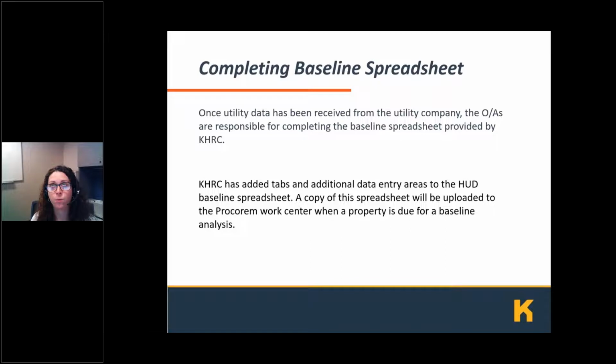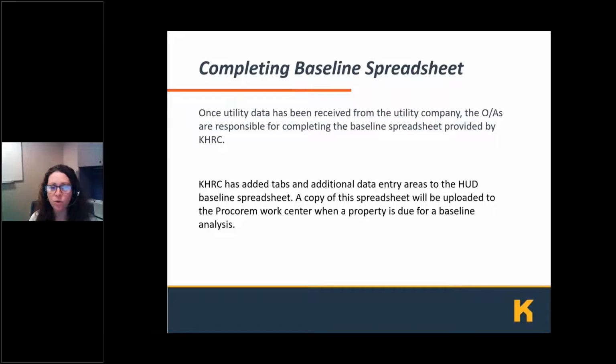Now, we do have some properties that contract with a third party to complete their baselines for them. That's okay if you choose to go that route. I'm not going to talk about that today, but if you just want to know more, or if you are a property that does use a third party and you have questions, reach out afterwards and we can talk to you about that.